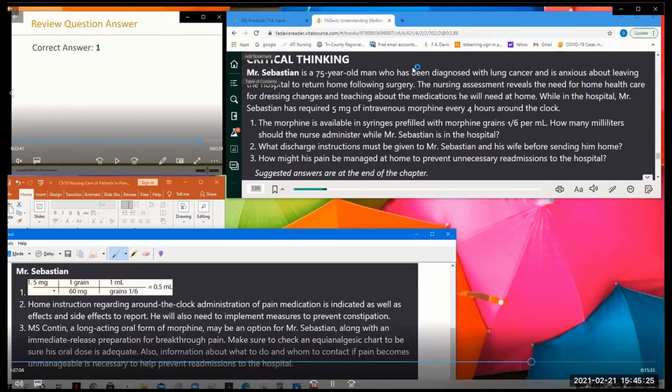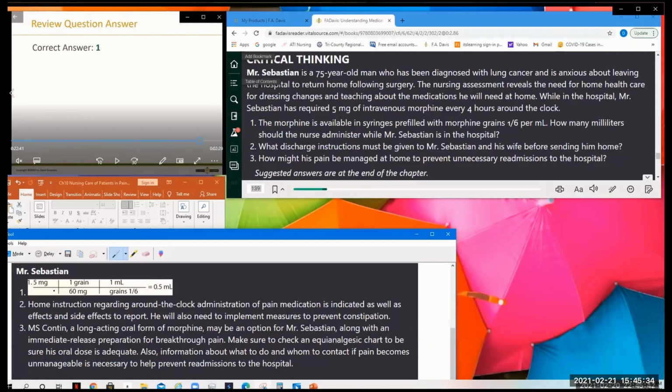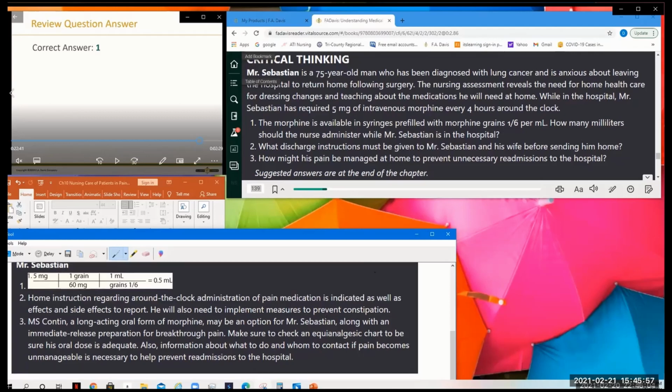MS Contin, a long-acting oral form of morphine, may be an option for Mr. Sebastian, along with an immediate release preparation for breakthrough pain. Make sure to check an equianalgesic chart to be sure his oral dose is adequate. Also, information about what to do and whom to contact if pain becomes unmanageable is necessary to help prevent readmissions to the hospital.